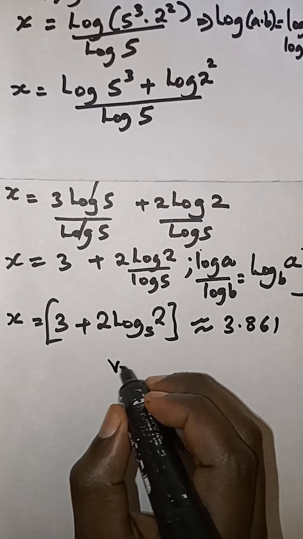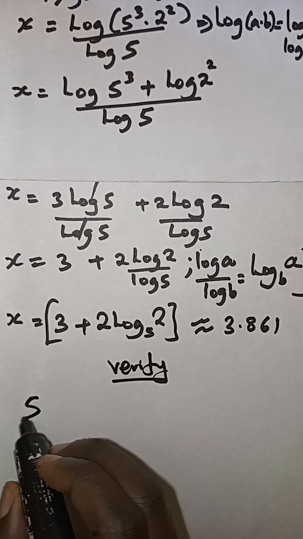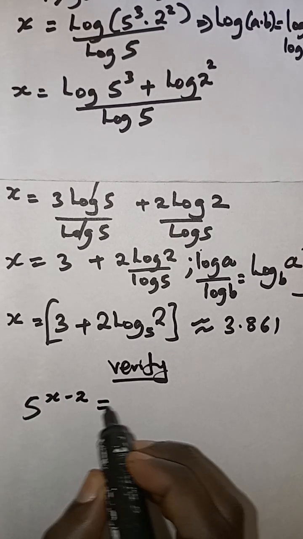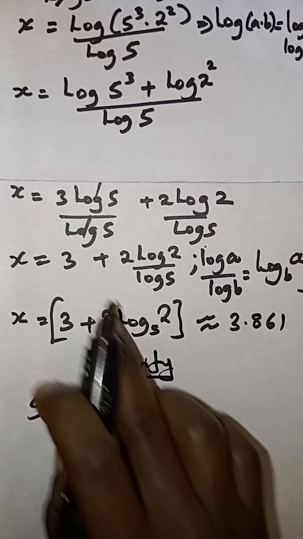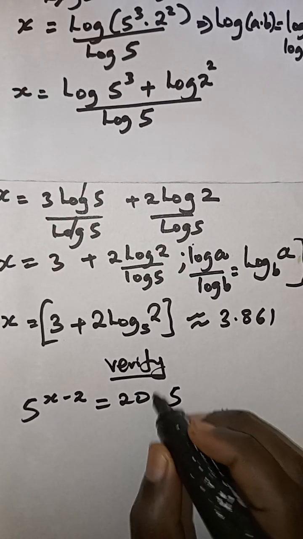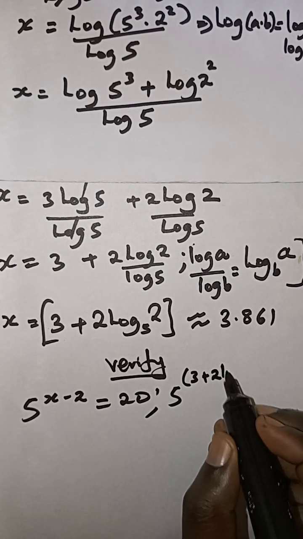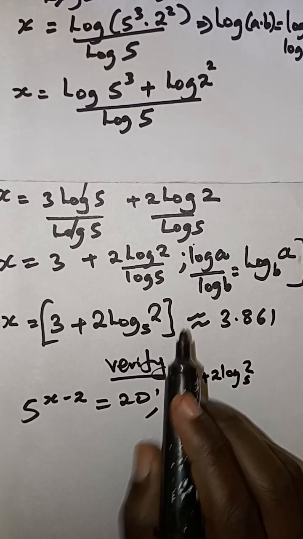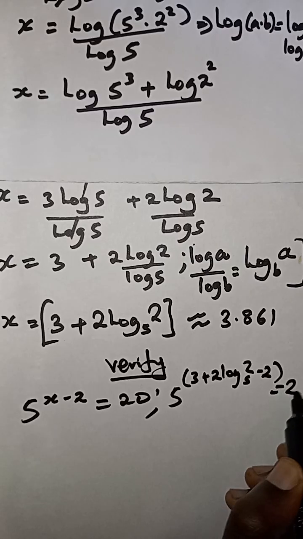Let us go ahead and verify our answer. I know that 5 raised to x minus 2 should be equal to 20. So wherever I have x, I'm going to substitute all of this, so that 5 raised to the bracket 3 plus 2 log of 2 base 5, of course minus 2, should be equal to 20.